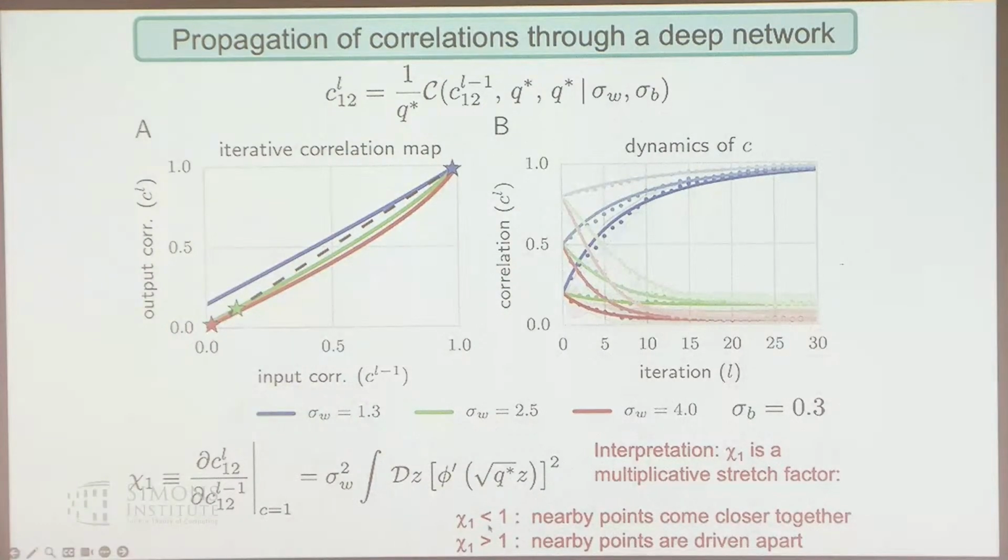If the stretch factor chi1 is less than 1, nearby points come close together. If the stretch factor is greater than 1, nearby points are driven apart. That's for a discrete time dynamical system. If you write chi1 as e to the lambda something, then lambda is like a Lyapunov exponent in a continuous time dynamical system, where positive Lyapunov exponents indicate chaos and negative Lyapunov exponents indicate order, right?